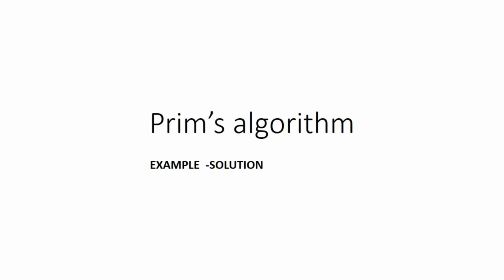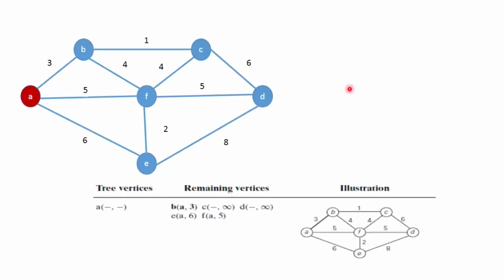In this lecture video, let's learn how to find the minimum spanning tree using Prim's algorithm. In this example graph, you have to choose any one vertex as the initial vertex. Here I have considered A as the initial vertex, and its near vertex and minimum edge distance are blank right now in the beginning, and A is added to the tree vertices.